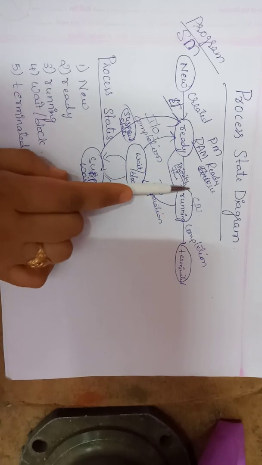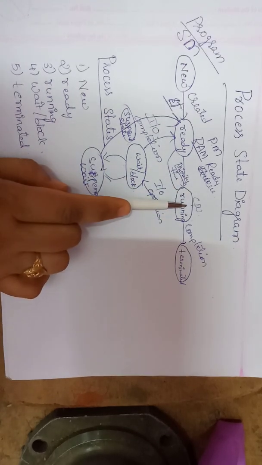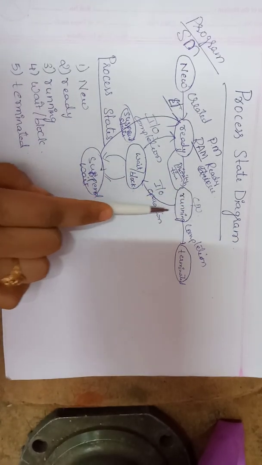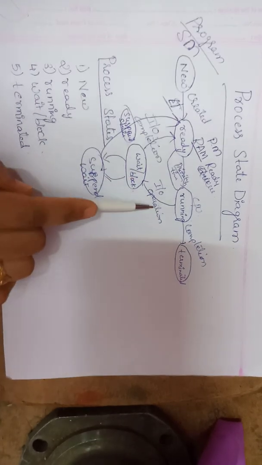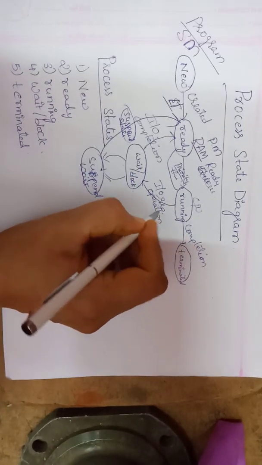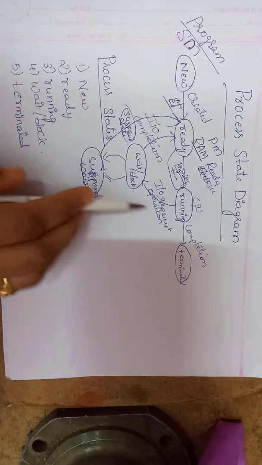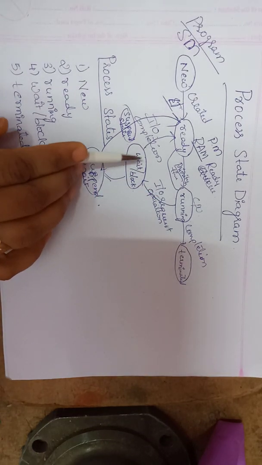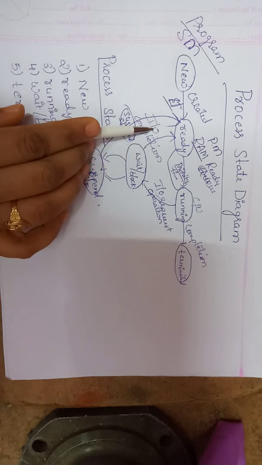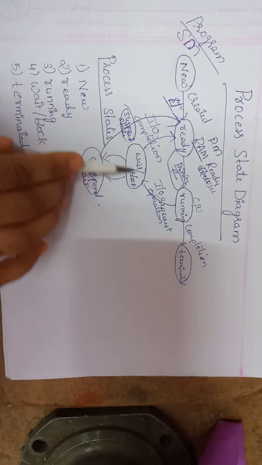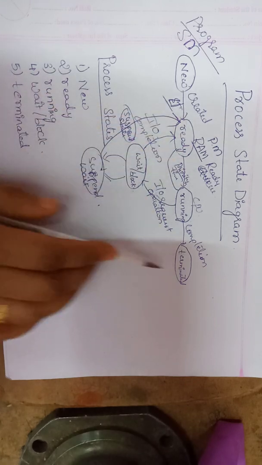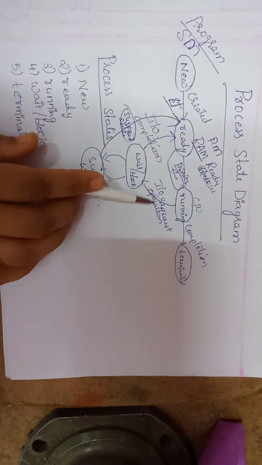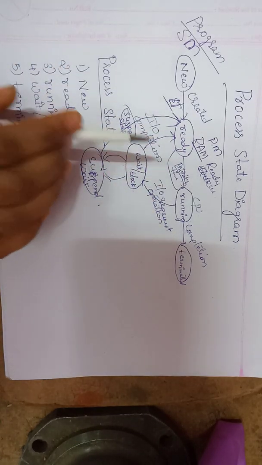Whenever it is running, if it requires IO operations, it will wait for the IO operation. It makes an IO request and goes to the wait or block state. From the wait or block state, after IO completion, it goes to the ready state again. Like that the process is completed. This is the process state diagram.